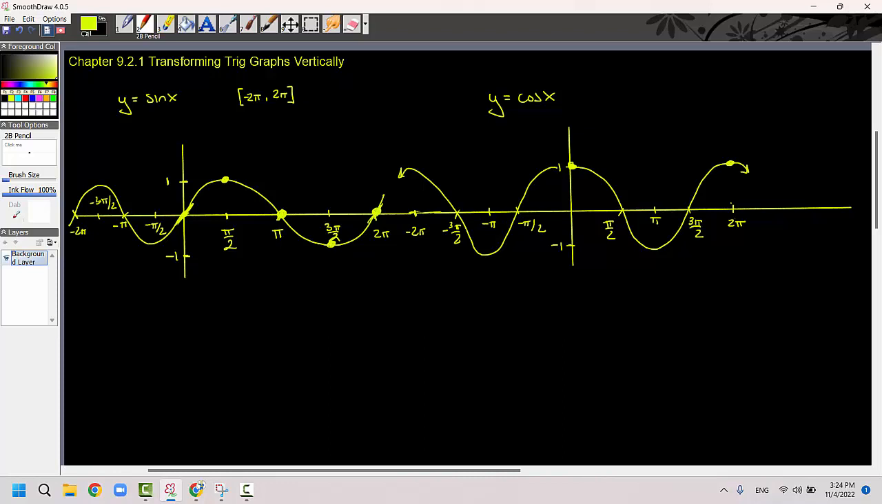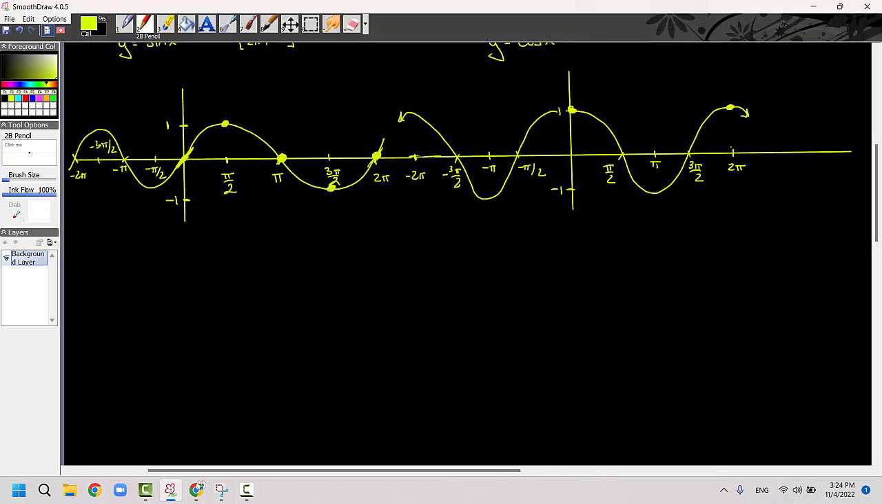And right now I'm going to take on tangent. So tangent, y equals tangent of x. Again, I'm just going to go from negative 2 pi to 2 pi. Now this one here is a bit different. Tangent, I actually do put in the points first because of the way it looks.